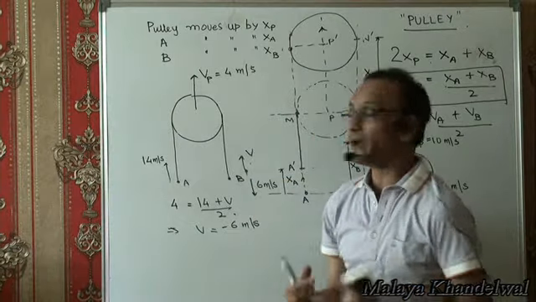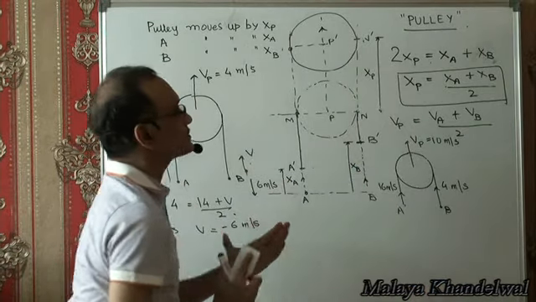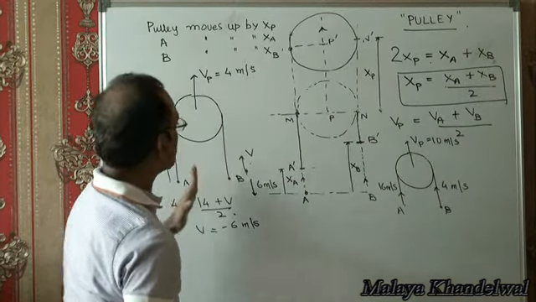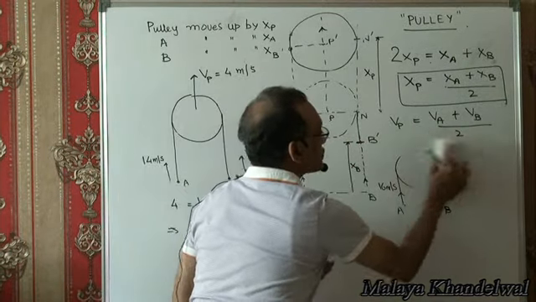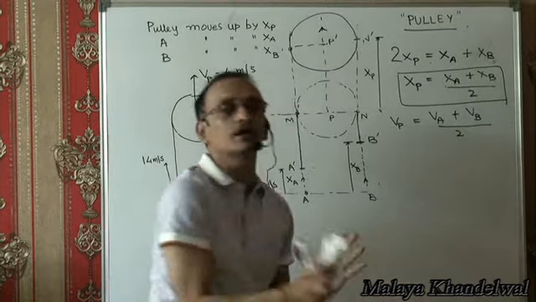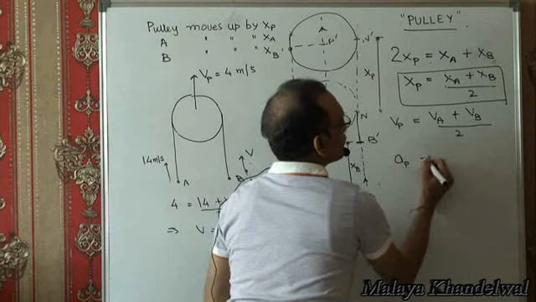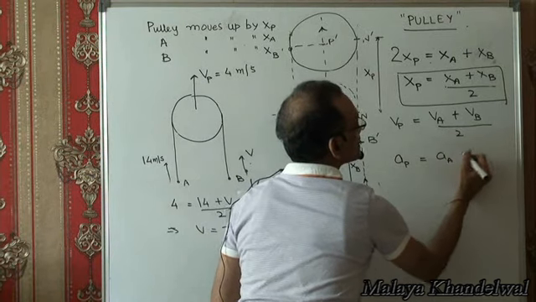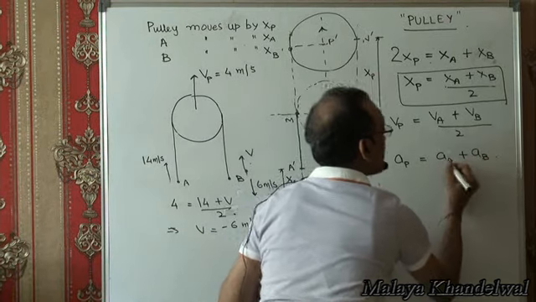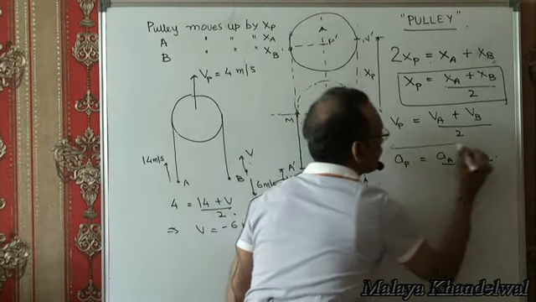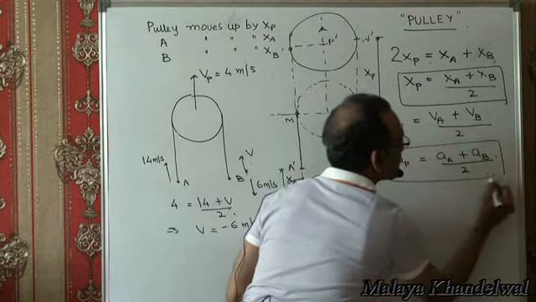Yes or no? Right? So the important thing is, if the velocity of the pulley is the algebraic average of the velocities of the two ends, if I differentiate this with respect to time, I'm going to get a similar relationship for accelerations. So the acceleration of the pulley would be the average of the algebraic accelerations of the two ends A and B. So whatever I've said of velocities will also be true for accelerations.